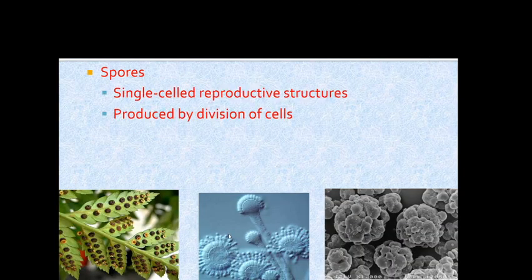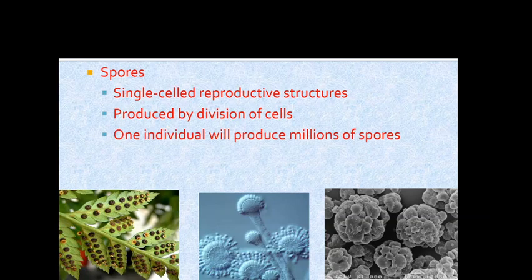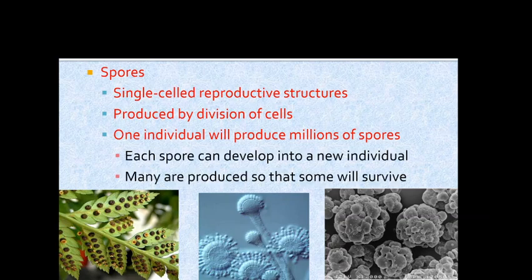Now the next one is spores, single-celled reproductive structures produced by division of cells. And I don't know if you know this, but spores are everywhere. They are just waiting for an area where they can land and grow. One individual will produce millions of spores, because they need to spread out. The chances of them landing on an ideal environment or condition are very slim, and that's the reason why they're producing a lot of spores. Each spore can develop into a new individual. Many are produced so that some will survive.